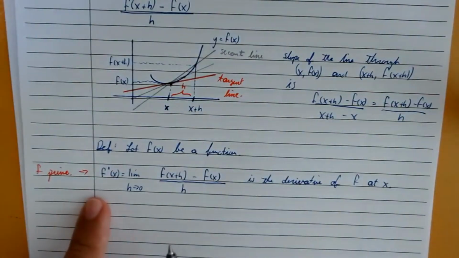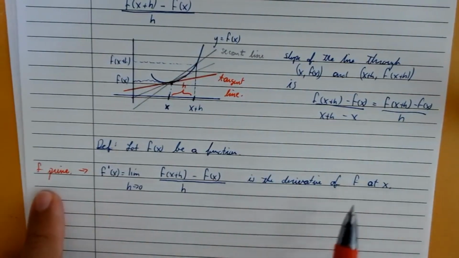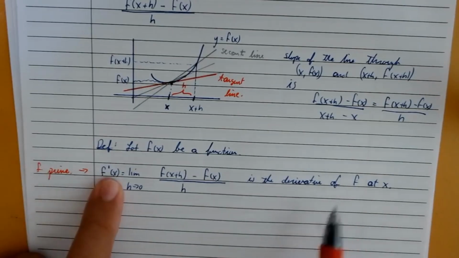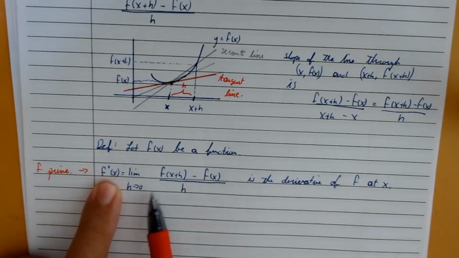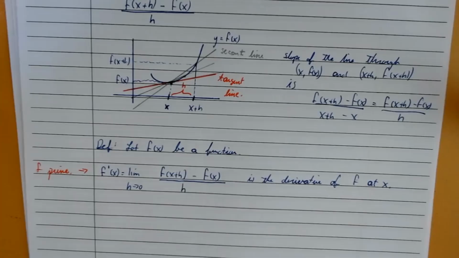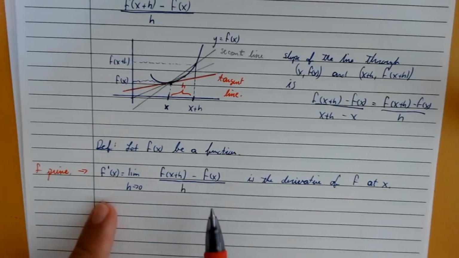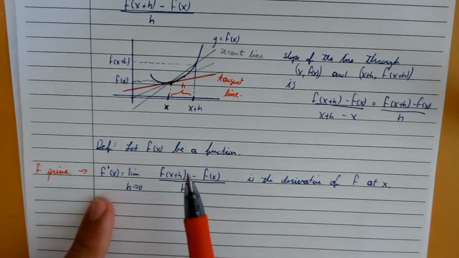F prime is a notation for the derivative of f at x. So f prime at x is equal to the limit as h approaches 0 of f of x plus h minus f of x over h. This right here is what it is. Right? F prime of x is this limit.